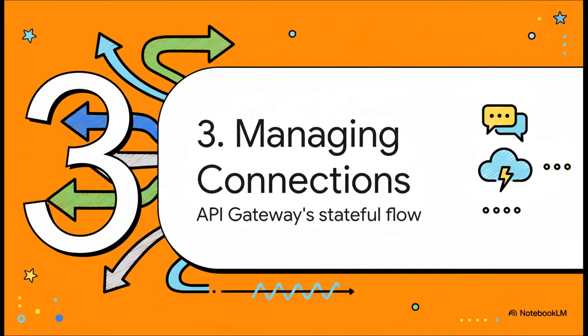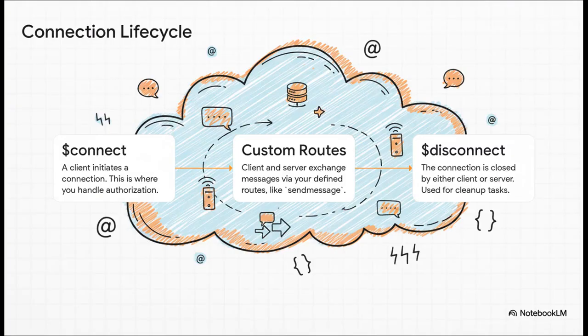Well, in section 3, we're going to see how API Gateway uses 3 special predefined routes to manage the entire life of a connection, from the moment a client shows up to the moment they leave. It all begins with $connect. When a client first tries to open a WebSocket, this route gets triggered. Think of it like the bouncer at the door. This is where you handle all your authentication and decide if this connection is even allowed in.